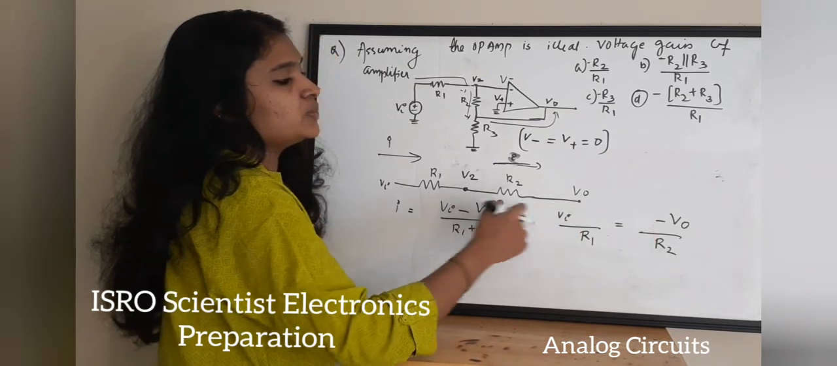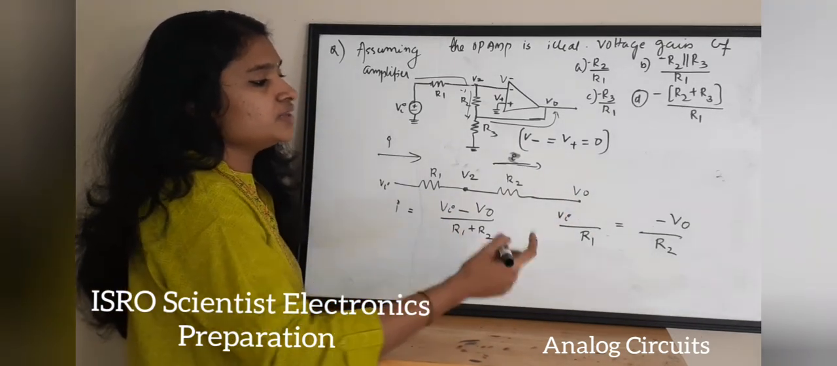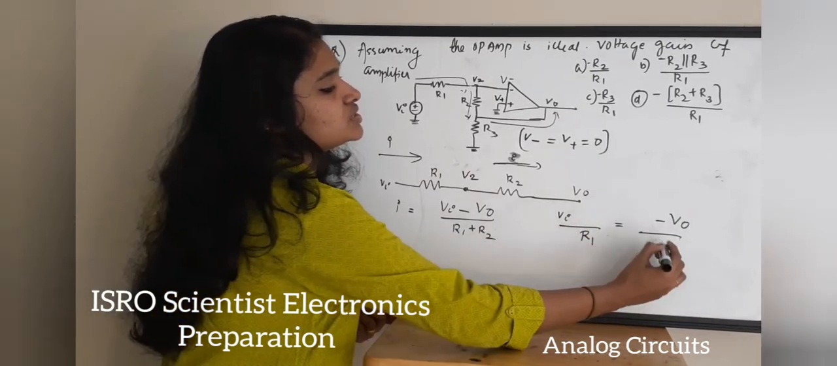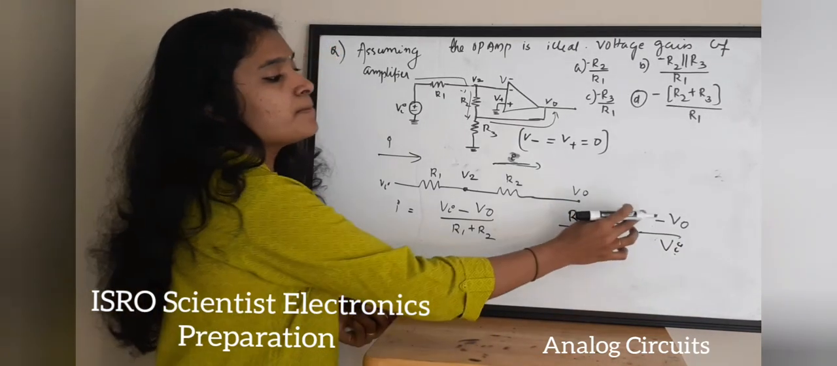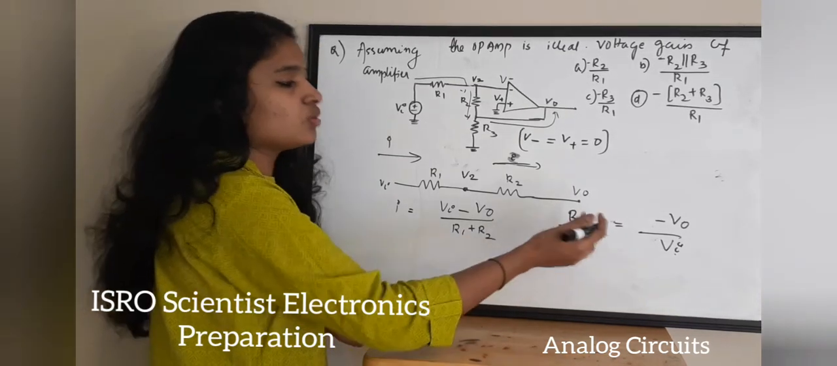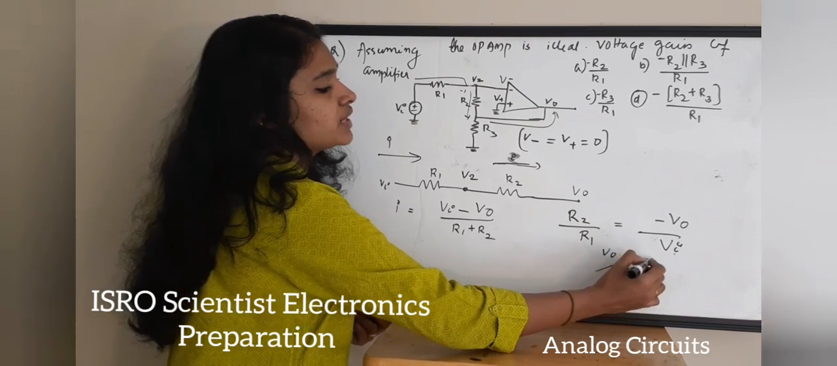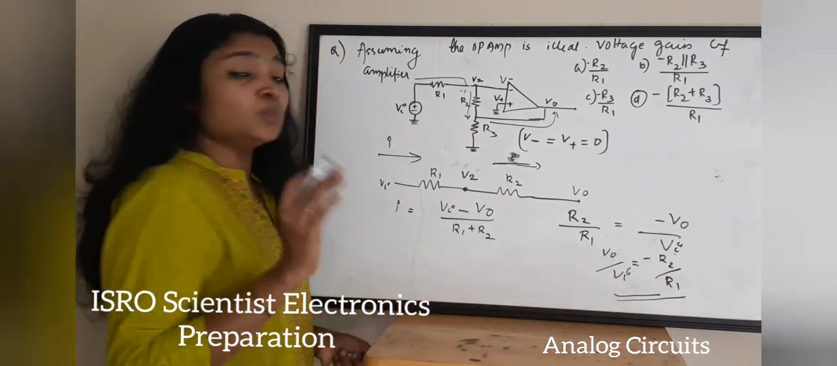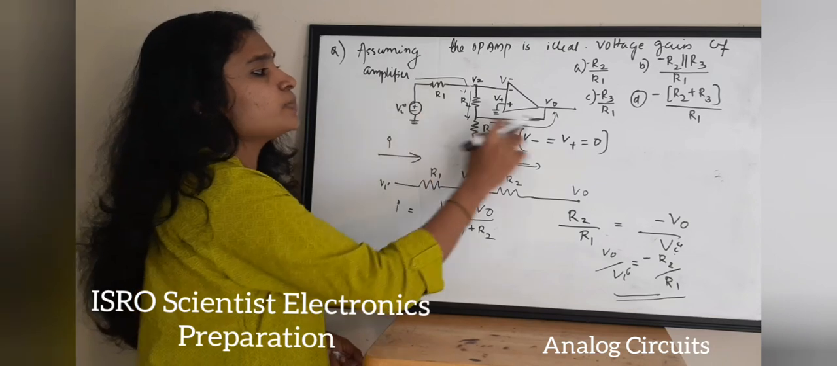So equating these two, how will you get the value of V out by V in? That is, if you take this Vi to this side, take this R2 here, so minus V out by V in is equal to R2 by R1, or you can write V out by V in is equal to minus R2 by R1. So this is the equation for your gain. And how we have found it is by taking this path.